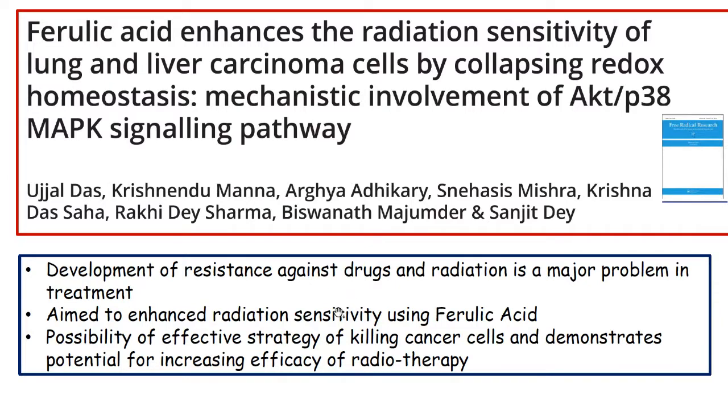The colleagues from the Calcutta Union found out that if you use ferulic acid, there is an enhanced radiation sensitivity, and the problems that we face of development of resistance to drugs and radiation post the initial use cycle can be addressed effectively. They used gamma radiation as the source of radiation. They treated their specimens with ferulic acid.